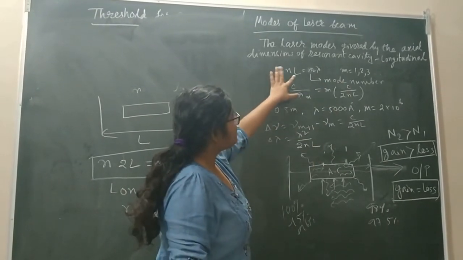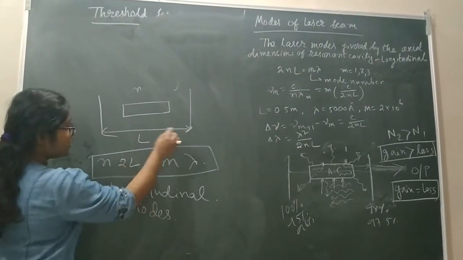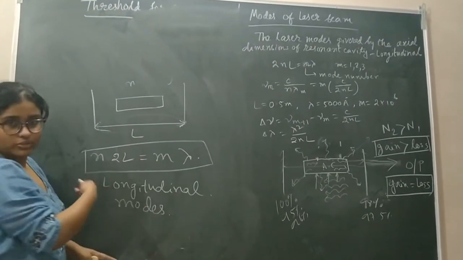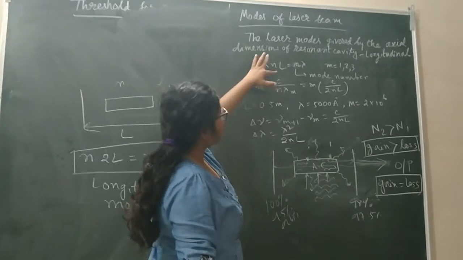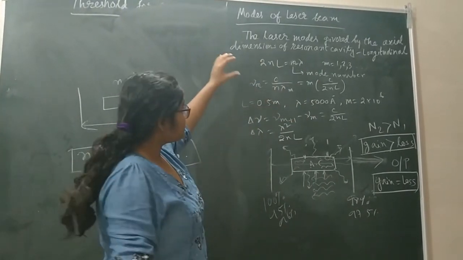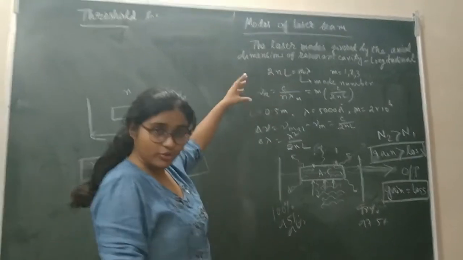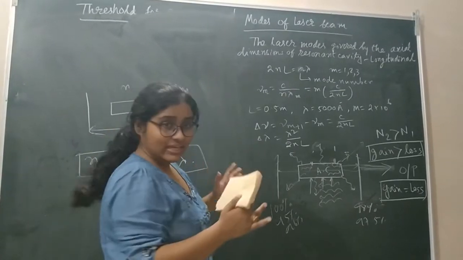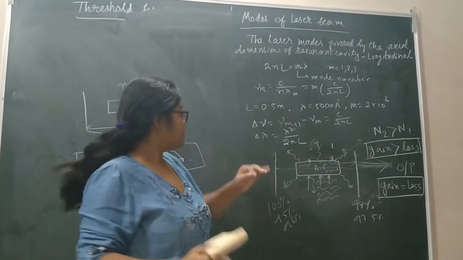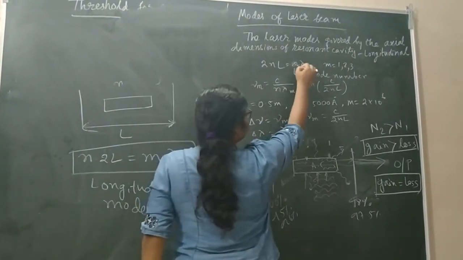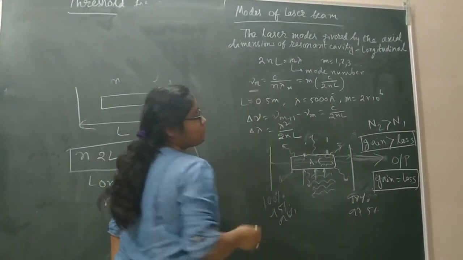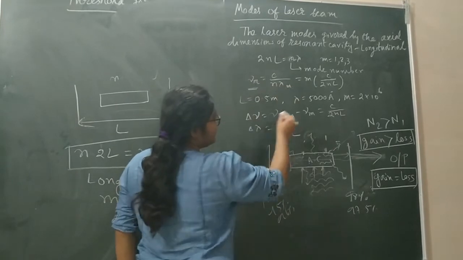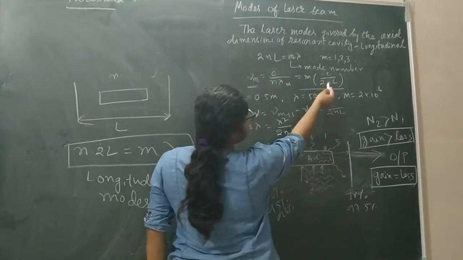So 2 n L equals m lambda. Why are we taking 2nL? Because we have to consider the round trip oscillation or round trip path traveled by the photons. Okay. So 2nL equals m lambda, that is the constructive interference condition for the photons. So you have to understand that those photons which will constructively interfere, only they can take part in the laser. Now if we replace the lambda, if we want this in terms of frequency, we can get nu m equals c by lambda m, or equals m into c by 2nL.